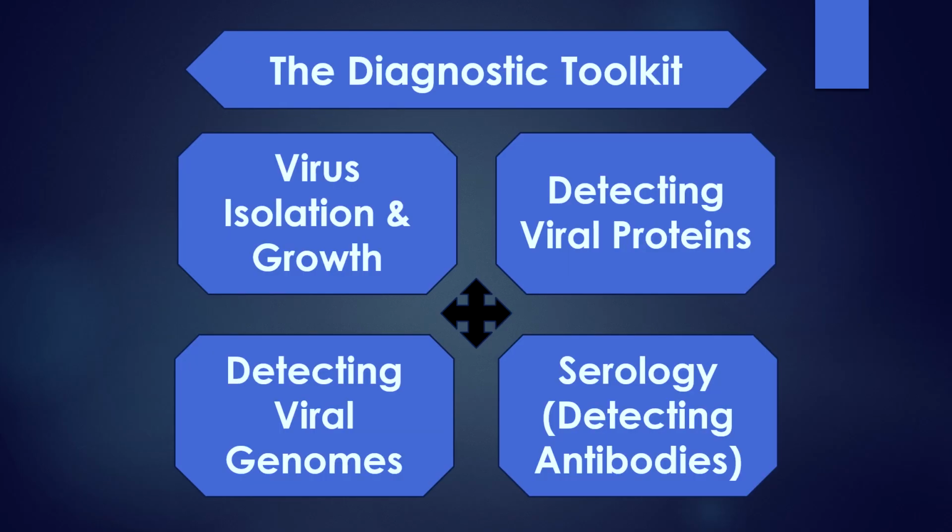The diagnostic toolkits. We can group the main methods of viral detection into four key categories, as different tools in a detective's kit. Some look for the virus itself, some for its parts, and some for the evidence our own body leaves behind. The first method of detection is virus isolation and growth. Second is the detection of viral proteins and viral genomes. The final method is the serological analysis of antibodies.